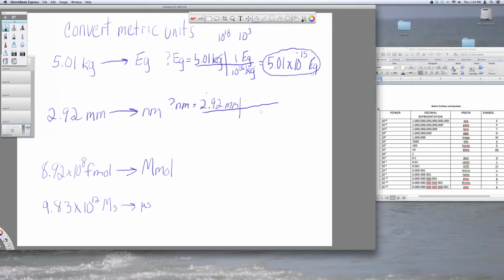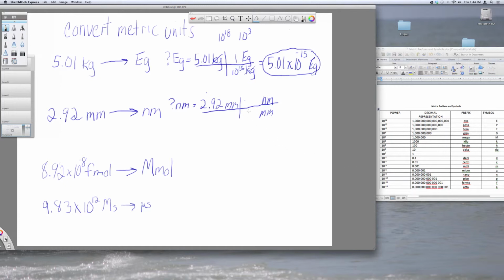Millimeters on the bottom, because I'm trying to cancel. Nanometers on the top, because I'm trying to get there. Now, which one's bigger, milli or nano? Well, you look over here, you see milli is 10 to the negative third, nano is 10 to the negative ninth. Isn't milli higher up on this chart? It is. 10 to the negative third is higher than 10 to the negative ninth, so milli is bigger.